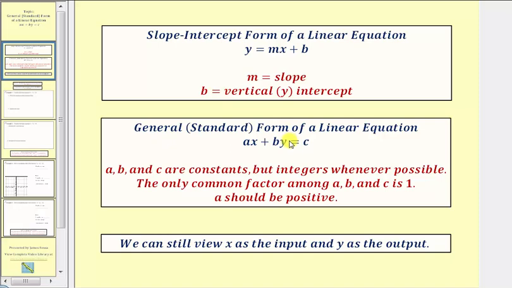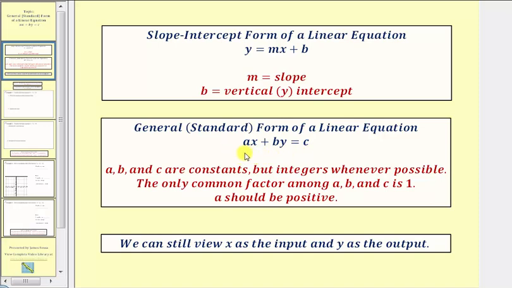The general form of a linear equation, sometimes referred to as the standard form, is the form given here where we have ax plus by equals c. Notice how for general form, the x and y terms are on the left and the constant is on the right. Unfortunately, when a linear equation is in this form, the values of a, b, and c often don't tell us much about the graph of the linear equation.